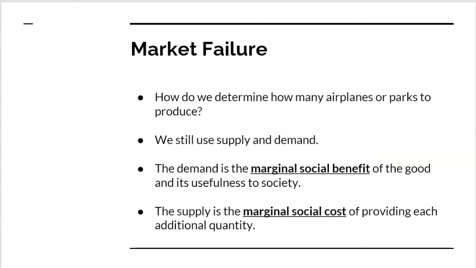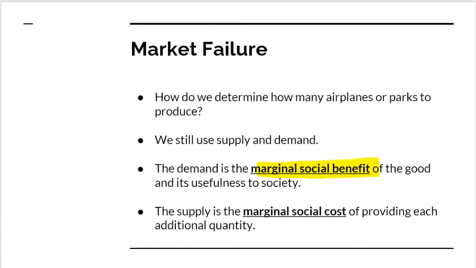So here, how do we determine how many airplanes or parks to produce? Well, the government still uses supply and demand: how many airplanes producers are willing to supply, weighed against the demand for airplanes. But when we're referring to market failures, we don't really refer to supply and demand. Instead, we talk about this idea of marginal social benefit. In other words, that is the demand curve.